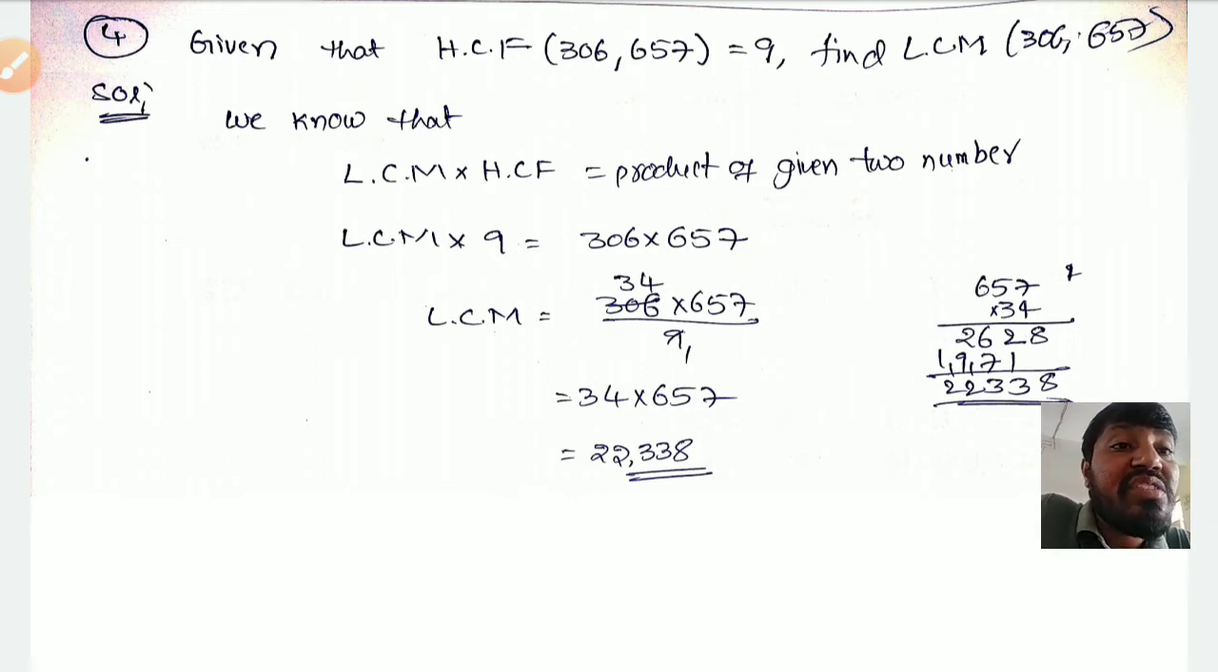See, 657 into 34, you need to do the rough column like this directly. The answers, most of the students I used to find that they used to remember the number. A problem like this, HCF 9 given, the answer will be 22,338. Like that most of the students will remember.